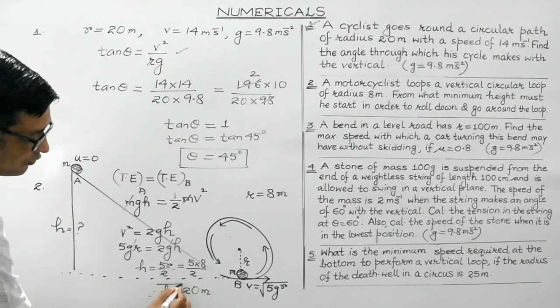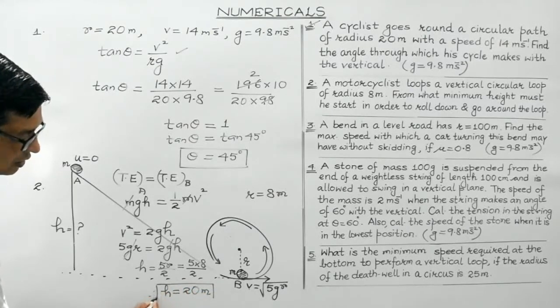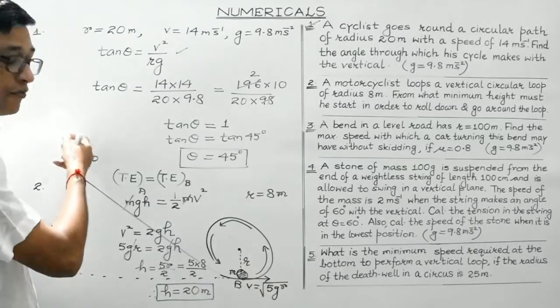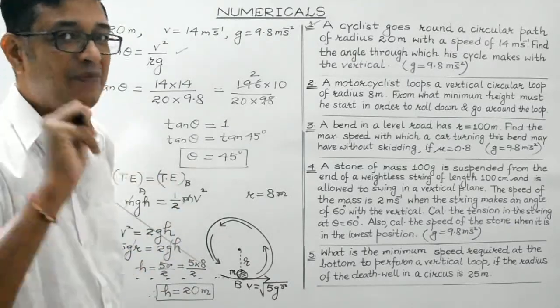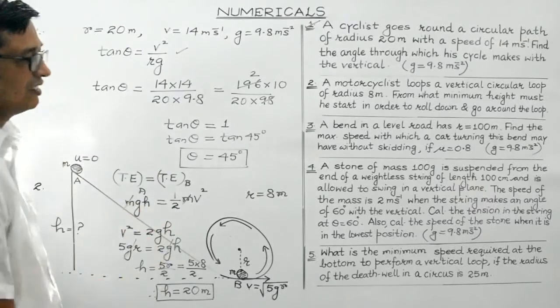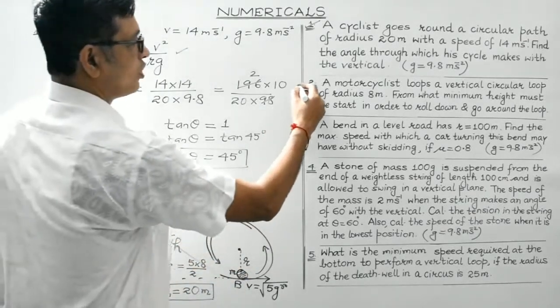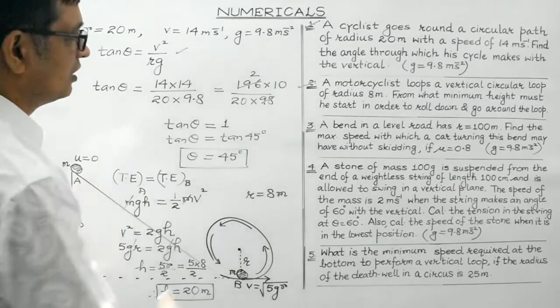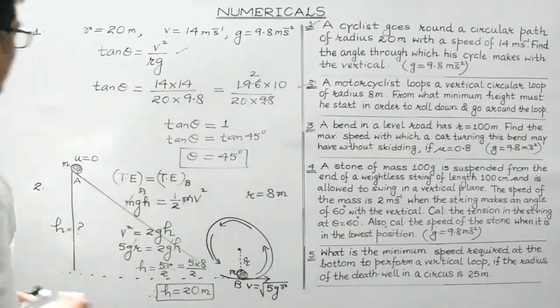So students, for the body to execute the vertical circular loop of radius 8 meter, it should be projected from a height of 20 meter. So that is the answer. So students, we are over with question number 2 as well. Right? So let's proceed further and try to attempt the third question.